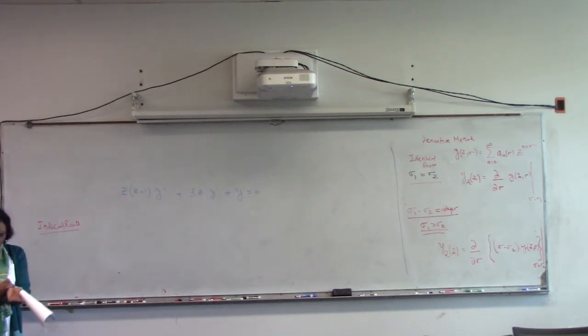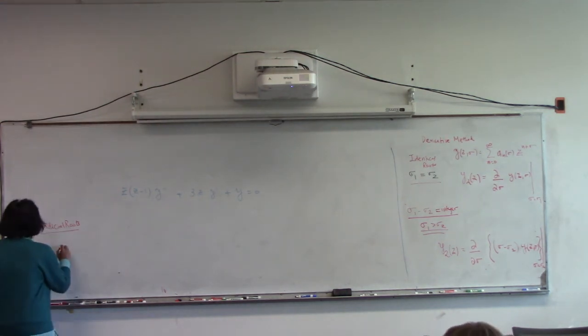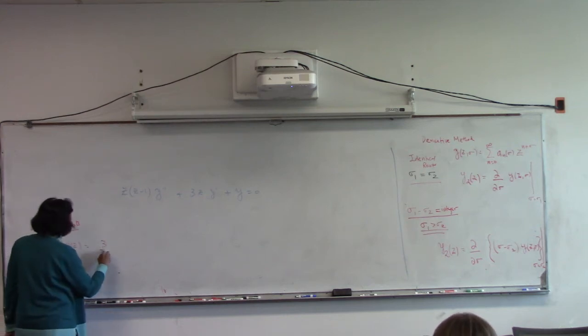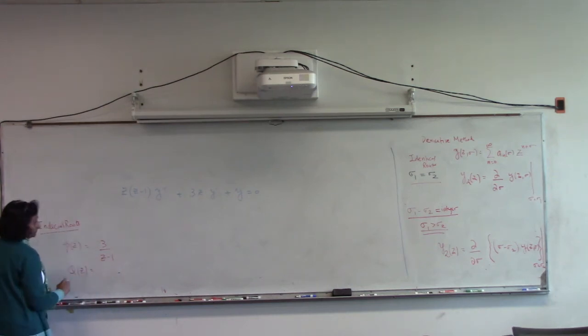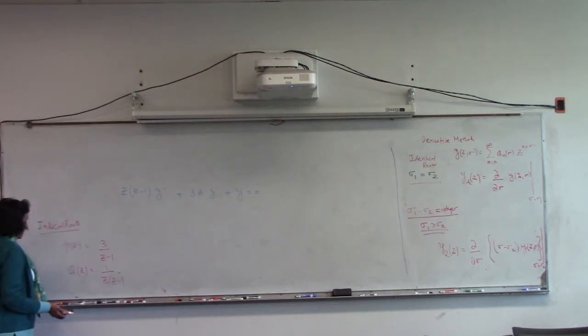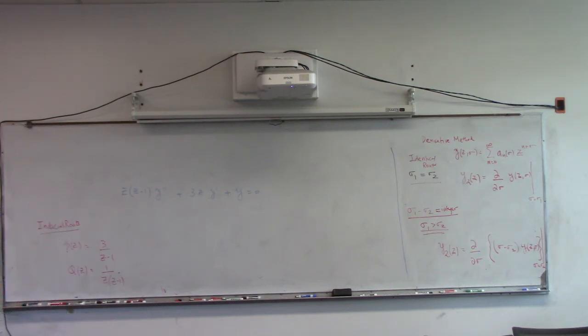So what's P of z? P of z is 3 over z minus 1. Yes. Okay. Q of z is 1 over z times (z minus 1). And so what happens at z equal to 0? P is fine, but the other one is not, so we have to use a Frobenius series.